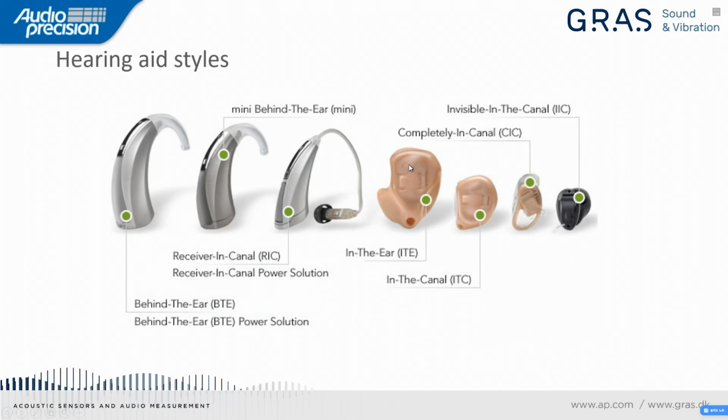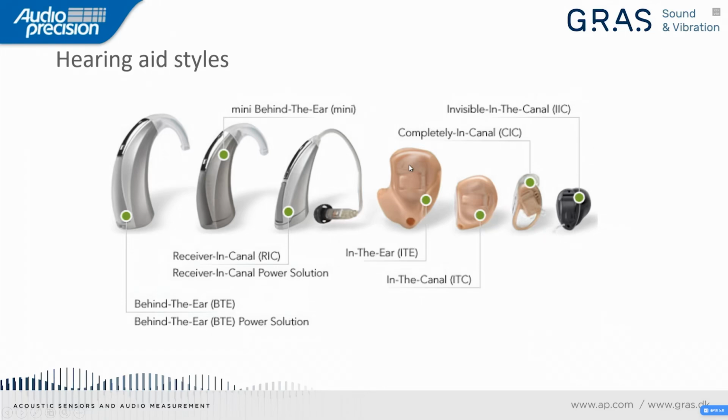There's a larger one shown here on the left. Next, we have an in the canal, a smaller one that is partly inserted inside the ear canal. There are even smaller ones yet that fit completely inside the canal. And finally, over on the right, we have a completely invisible in the canal. This would be small and inserted so deeply inside the ear canal that it's not even visible from the outside.